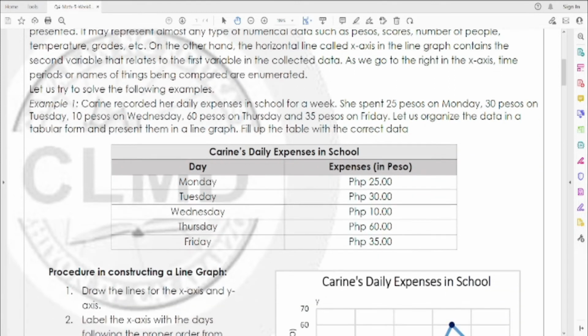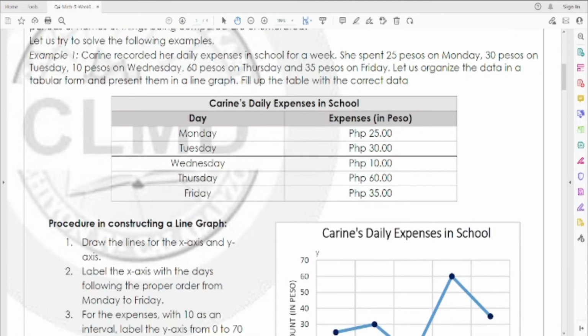As you can see in our table, Corina's daily expenses in school. In our first column, we start from Monday, followed by Tuesday, Wednesday, Thursday, and Friday. And opposite each day, the expenses in pesos. Monday, we have 25 pesos. Tuesday, 30 pesos. Wednesday, 10 pesos. Thursday, 60 pesos. And Friday, 35 pesos.